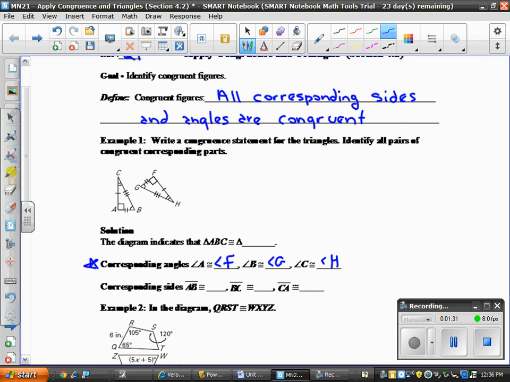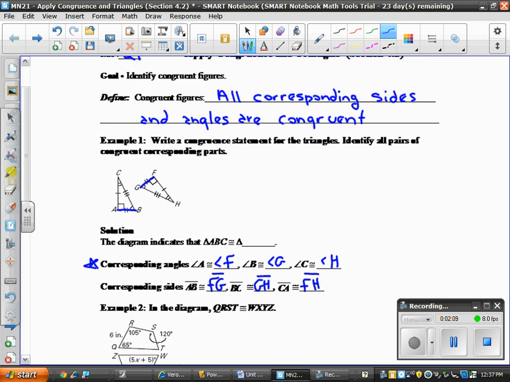Corresponding sides, we know that AB is going to be congruent to FG. Why? Because we have those two hash marks showing that this side right here, AB, is going to equal the length of GF. And then you can do that for the other two as well. So BC is congruent to GH, so line segment GH, and CA is congruent to FH, line segment FH.